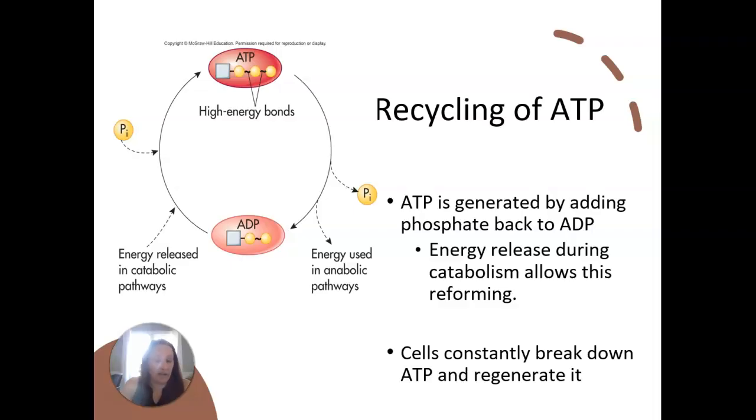Catabolic reactions that release energy do just that. They'll add on one or two phosphates, depending on what the molecule is. So again, ATP is generated by adding a phosphate onto ADP, and that is through the energy released from catabolic pathways. So breaking down monosaccharides, fatty acids, alcohol, proteins, we're going to generate ATP.